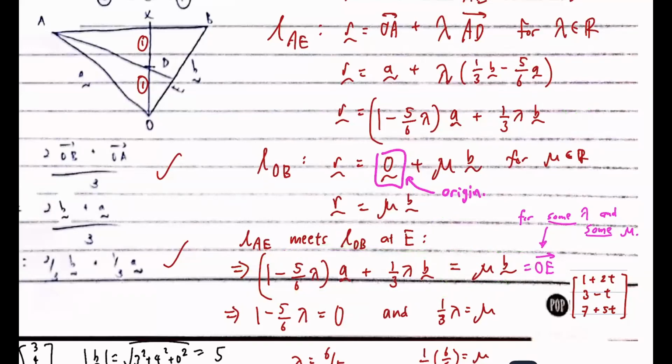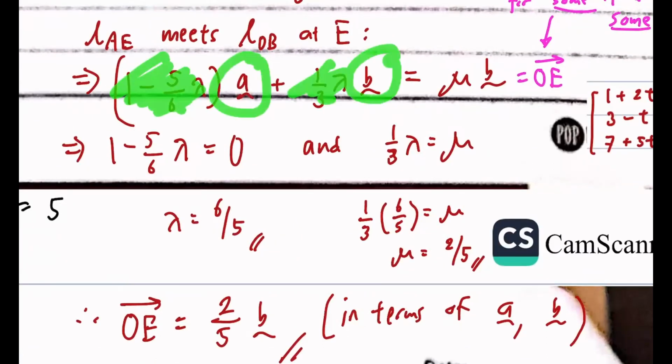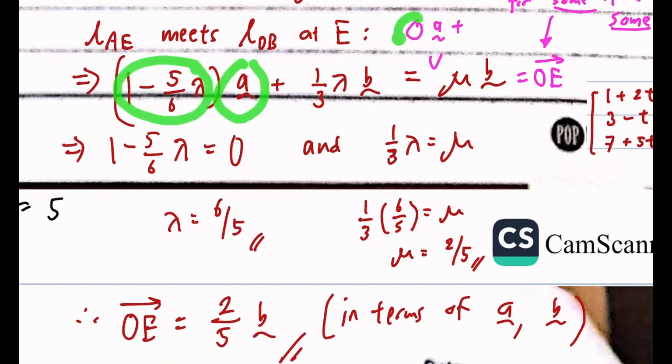So how do we solve for lambda? How do we solve for mu? In this case, I purposely factor it out as something times A plus something times B equals to something times B plus something times A. The reason why I did that is because I can now compare coefficients. Do you see that this is actually just an invisible plus an invisible 0 times vector A? So this is 1 minus 5/6 lambda times vector A. This is 0 times vector A. So I can compare coefficients, sort of.